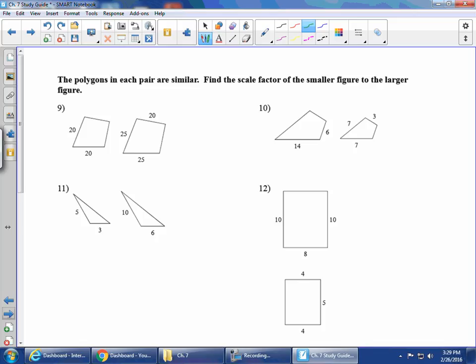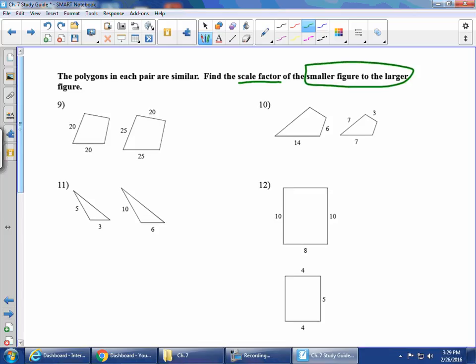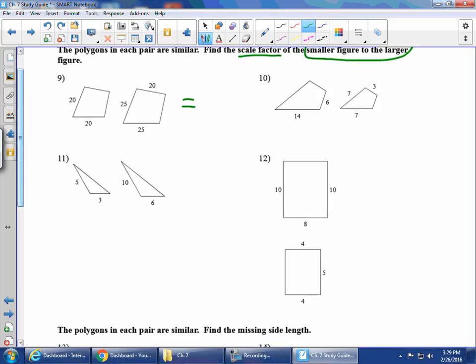Switching over to page 2, number 9, something different. The polygons in each pair are similar. We already know that, so the sides have got to be proportional. We want to find the scale factor, and we want to do it from the smaller figure to the larger. We just need to write one fraction, bottom and top number, and then we're going to reduce.